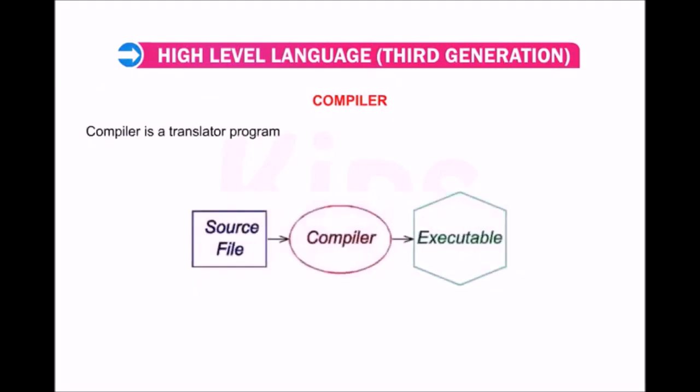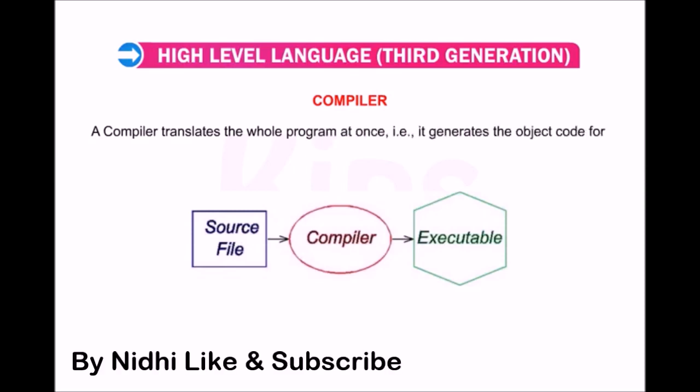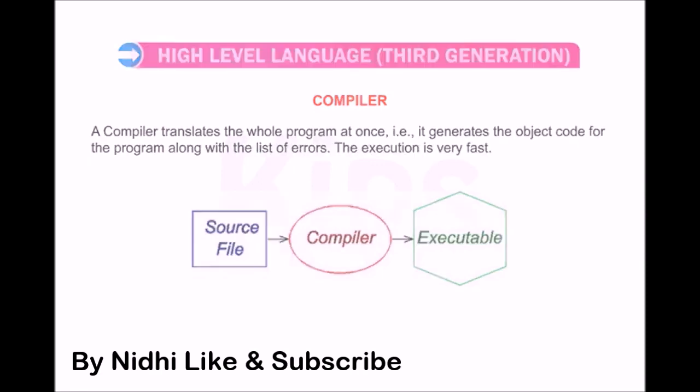Compiler is a translator program used to convert a high-level language program into a machine language. A compiler translates the whole program at once. That is, it generates the object code for the program along with the list of errors. The execution is very fast.